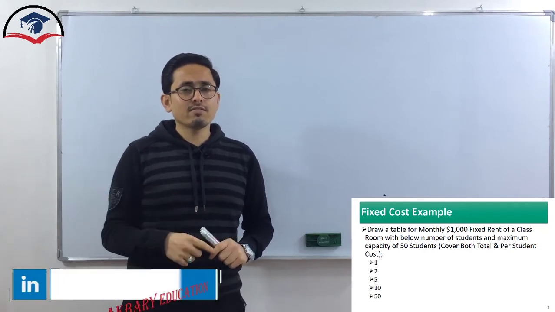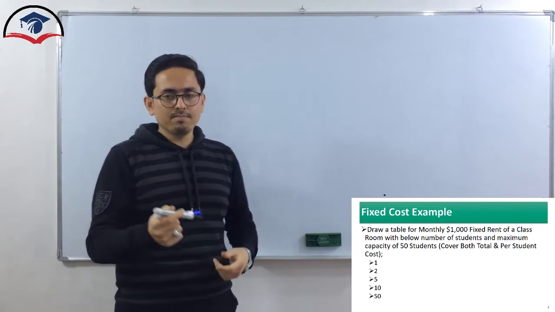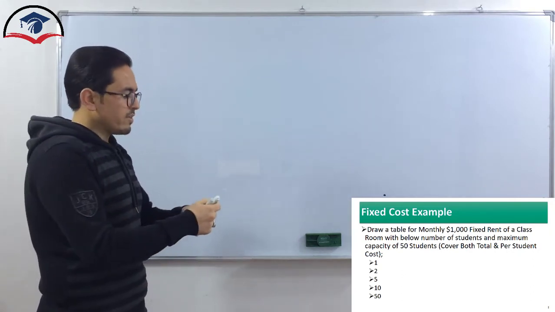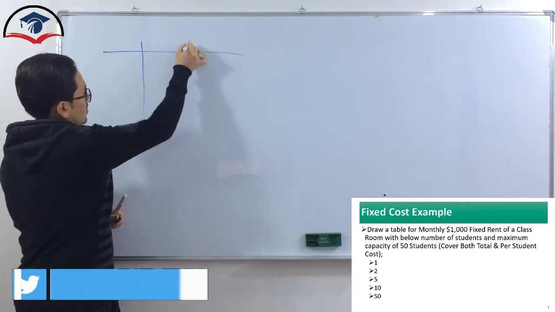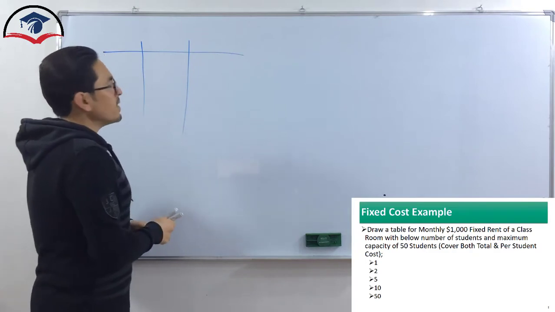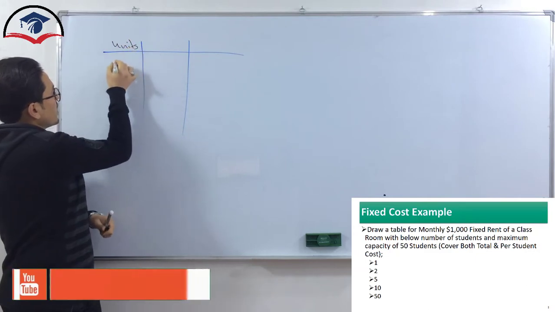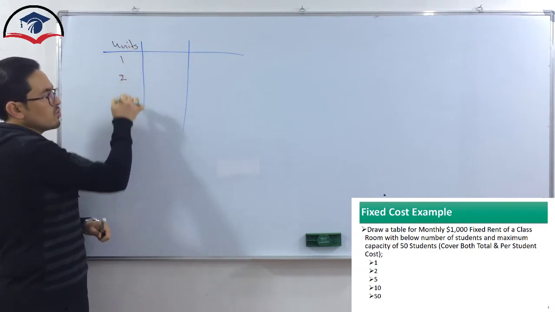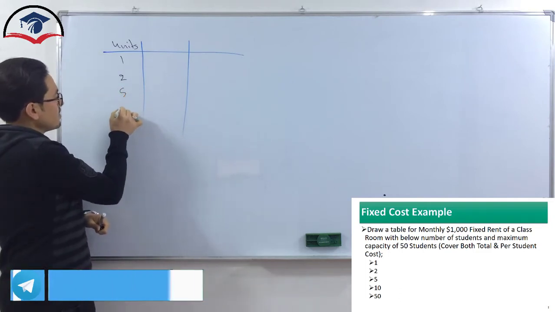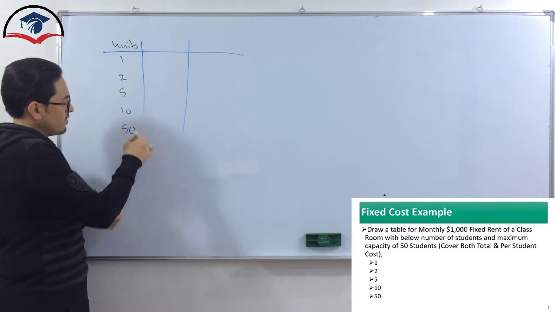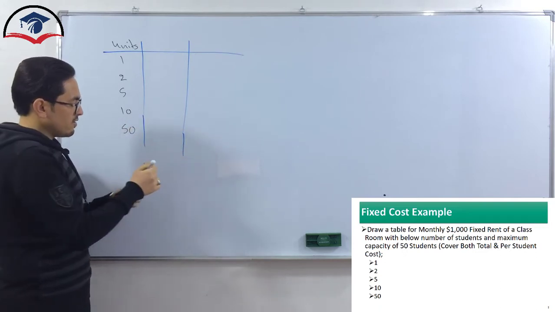That's a step fixed cost. I told you there is another video about that. You can cover it there. But let me go with drawing the table for that. The number of units required is 1 student, 2 students, 5, 10, and 50. 50 students are available, but what is the cost per month?